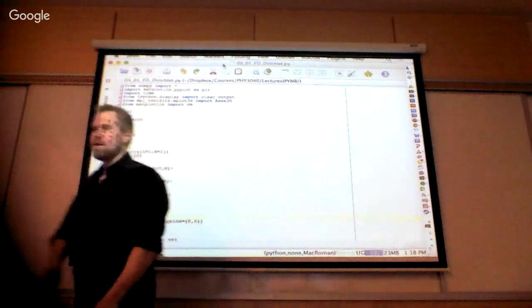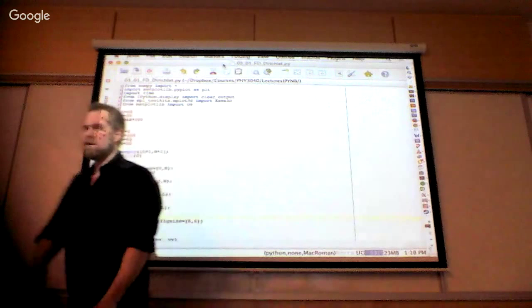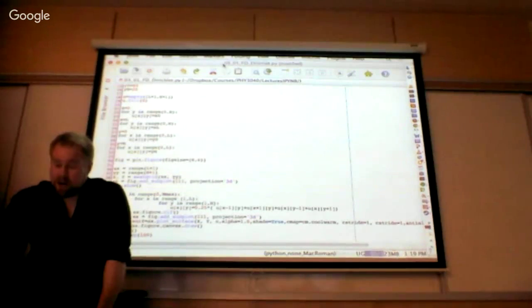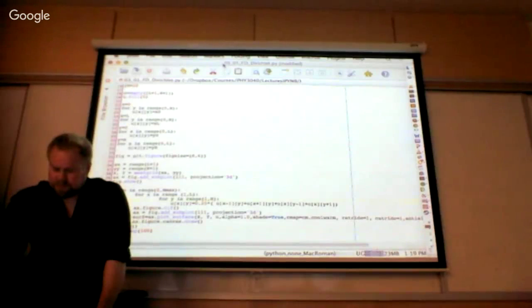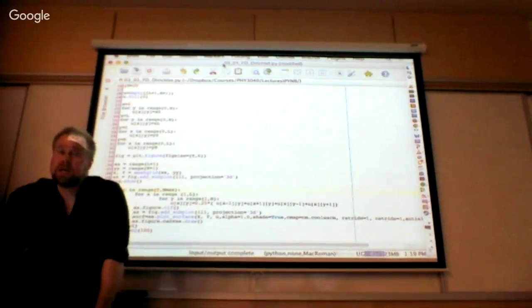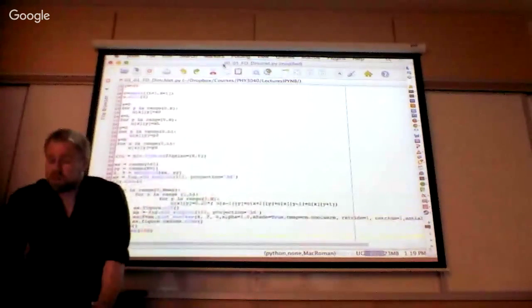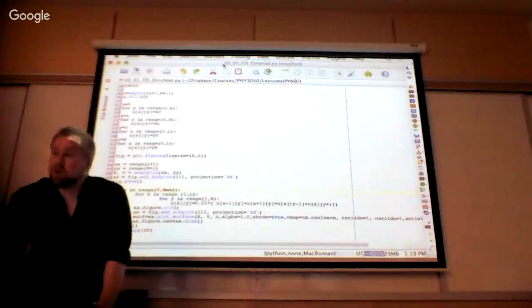All right? So, because it makes my code easier, don't worry about this stuff. This is graphing stuff. Okay? But here, n is the number of iterations that I'm going to go through the loop. I'm going to do it 100 times, okay? We're not going to do any particular check for convergence right now.